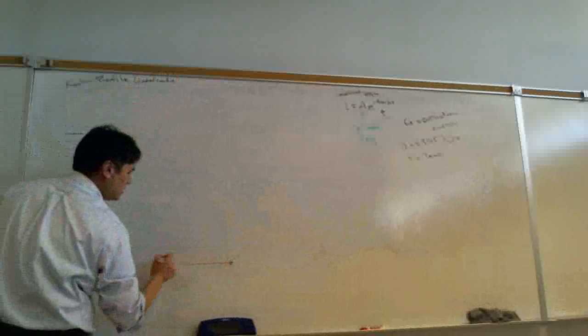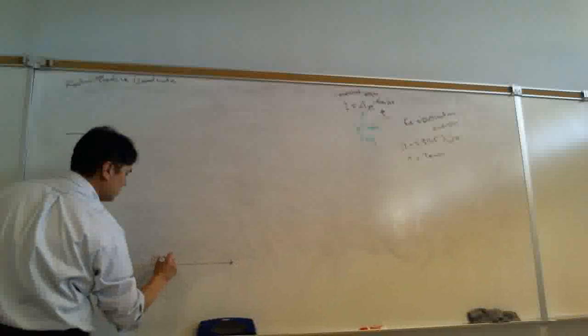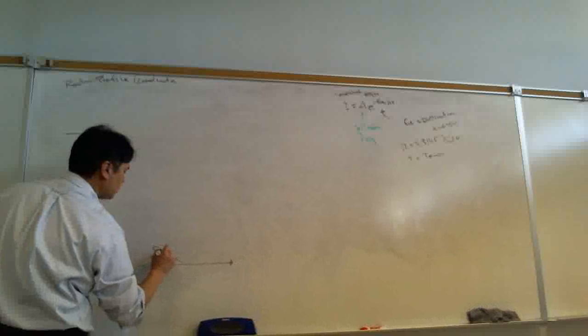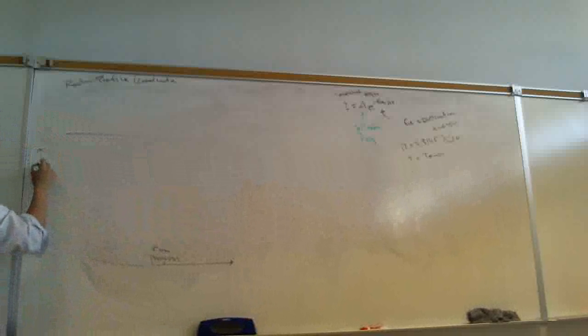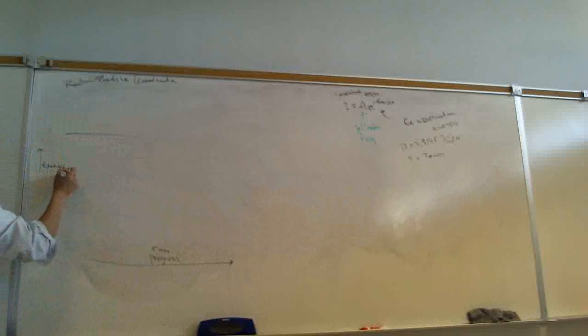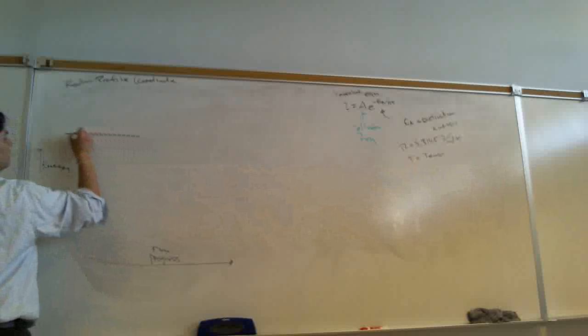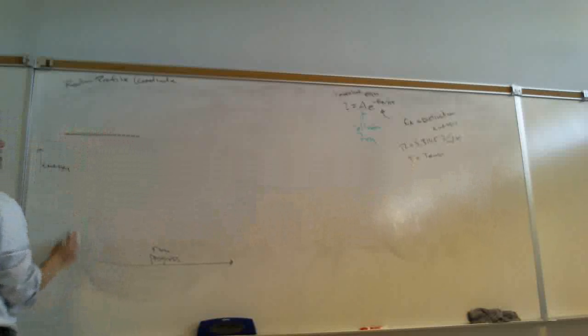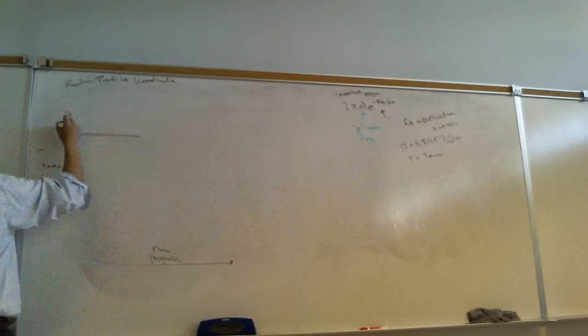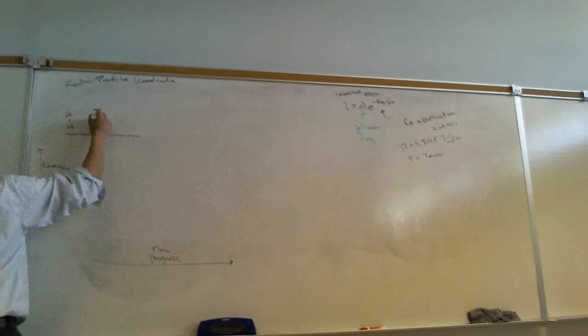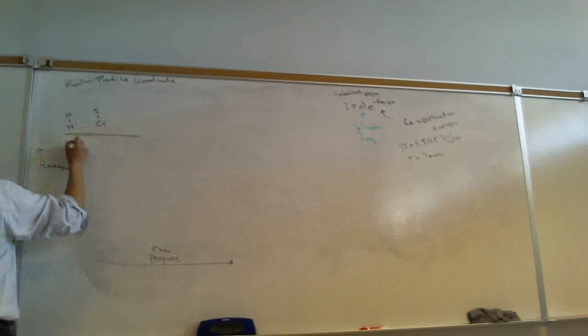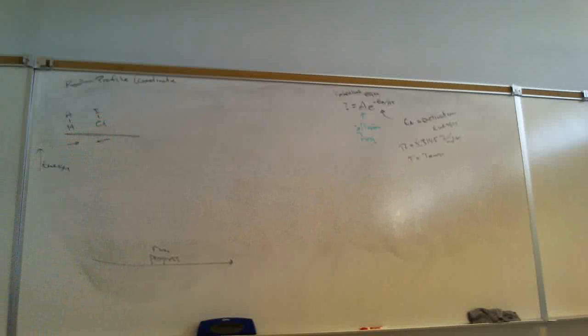On the x-axis is the progress of the reaction. On the y-axis is just the energy. And so we start off at some energy here. In this case, we're going to have H2 and ICl. The H2 and the ICl have to come together in a collision. And when we have a collision, there are two things that we have to pay attention to.